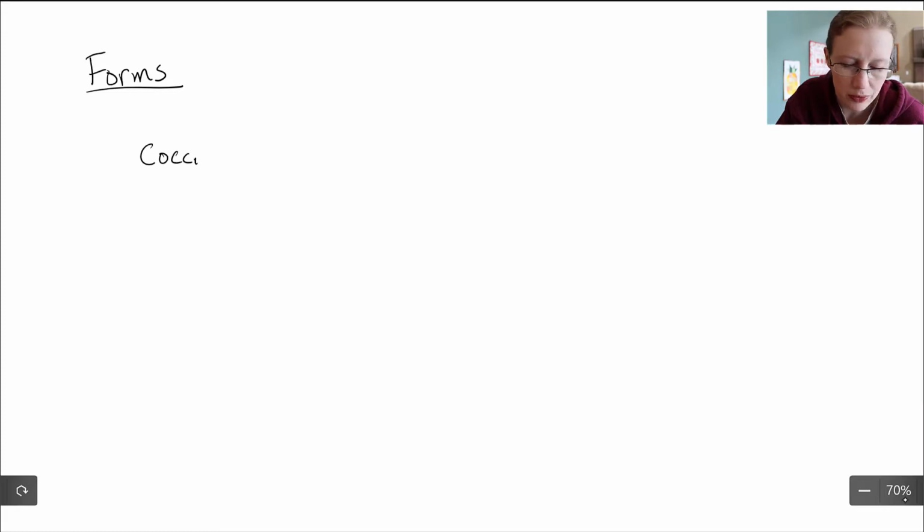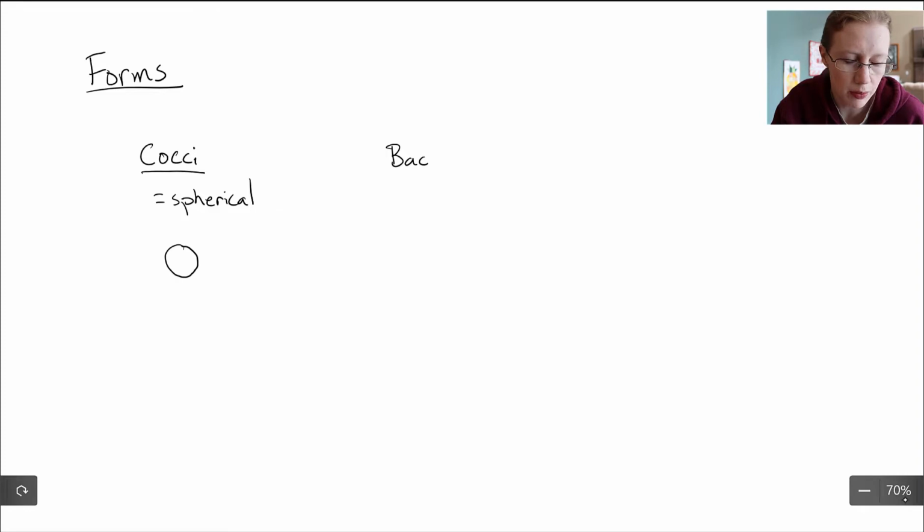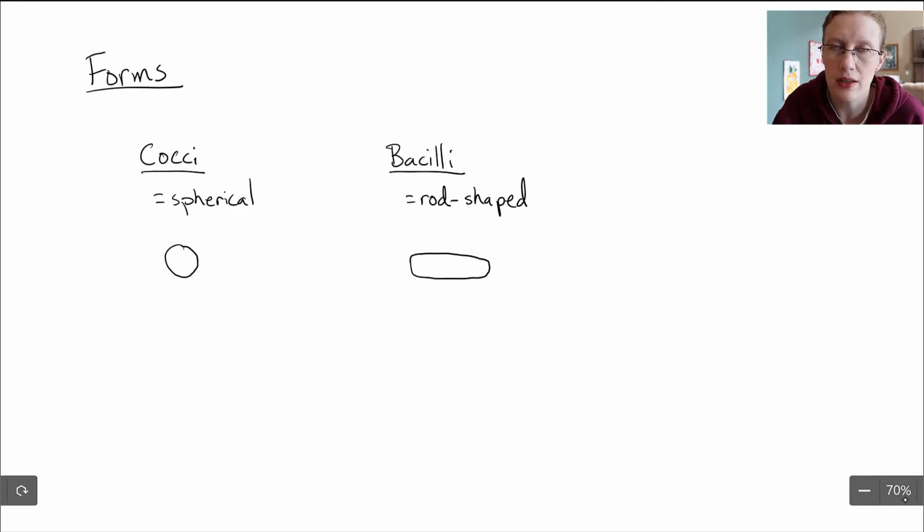Cocci is plural. The cocci are spherical in shape. So the cells just look like little spheres. Other bacteria, instead of being spherical, are elongated, and they look like little rods. The bacilli. Bacillus is the name for this type of bacteria. Bacillus, or plural, bacilli. The bacilli are rod-shaped, kind of like so. So instead of being spheres, the cells are elongated.